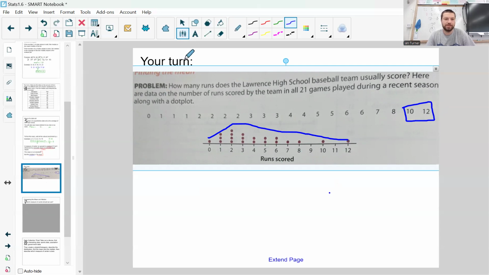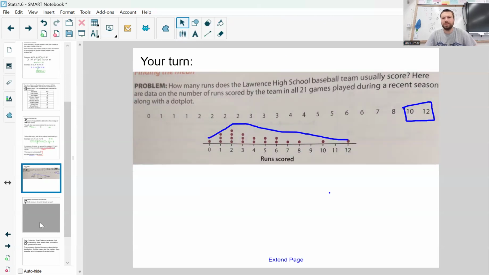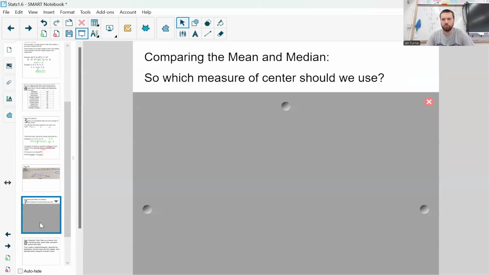Oh, don't do that. Stupid Zoom. All right, let's get to our last little talking point here, and then you've got some homework out of the book.